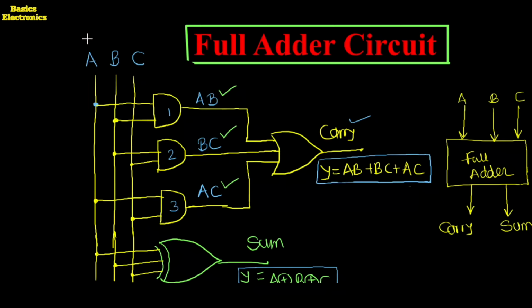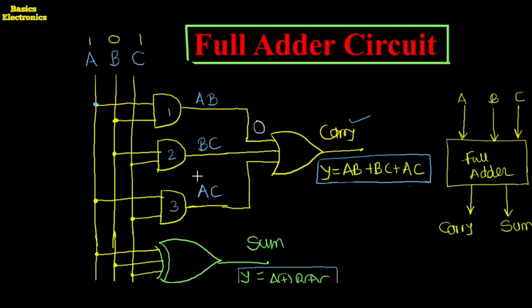The first input is 1, the second input is 0, and the third input is 1. So here A equals 1, B equals 0, and C equals 1. A equals 1, B equals 0, which means the output of the first AND gate is 0. Here I am going to write down the output of the first AND gate.